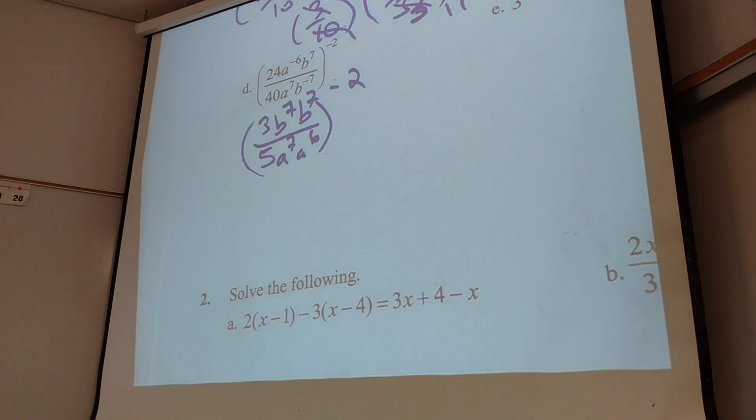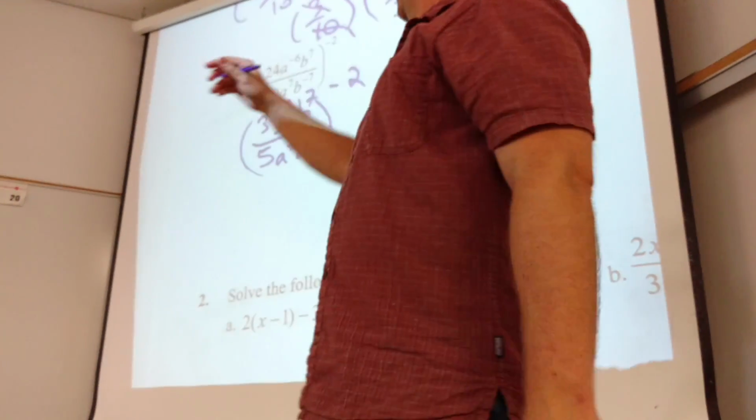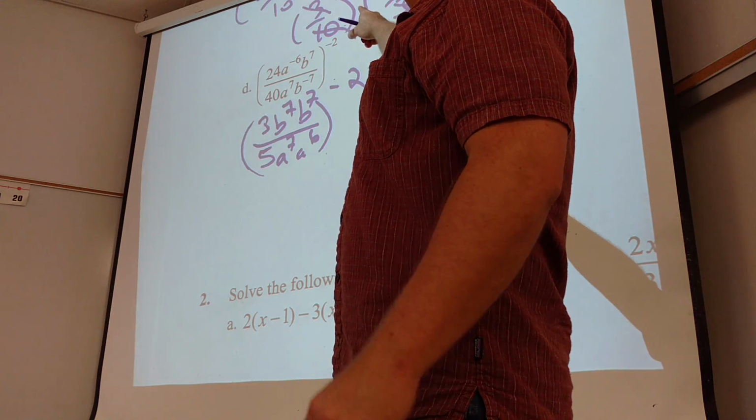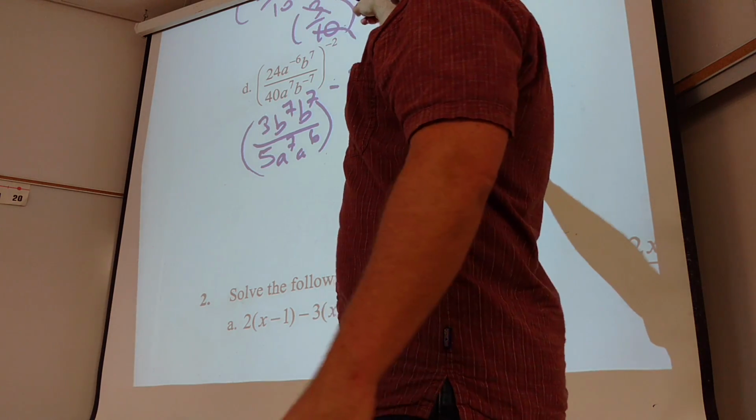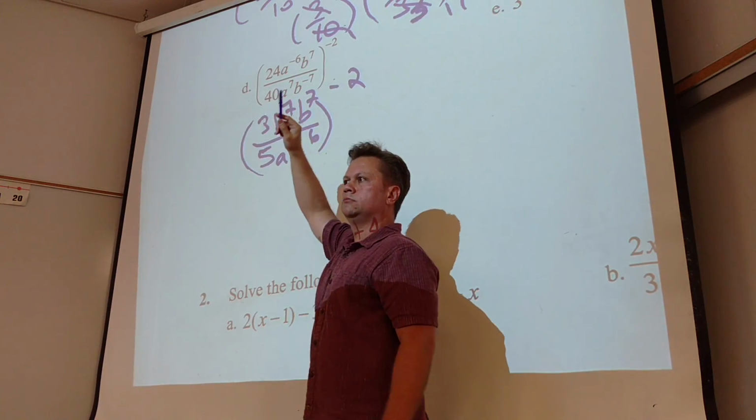Let me stop there for a second. So all we did was 24 over 40 reduces to 3 over 5. Right, so do the numbers, get those out of the way. What wants to flip? Anything to a negative power. It's the 6 a's. The 6 a's flipped down, and the 7 b's flipped up.